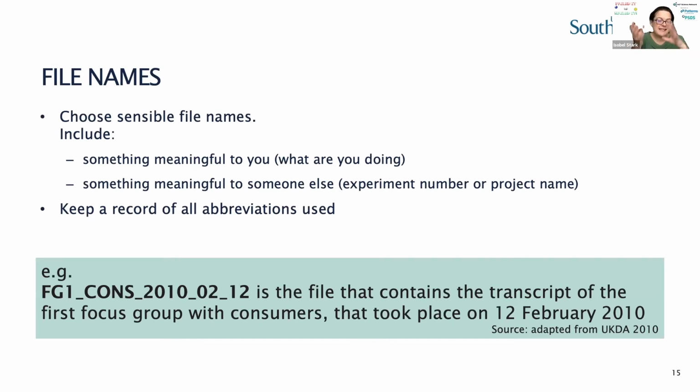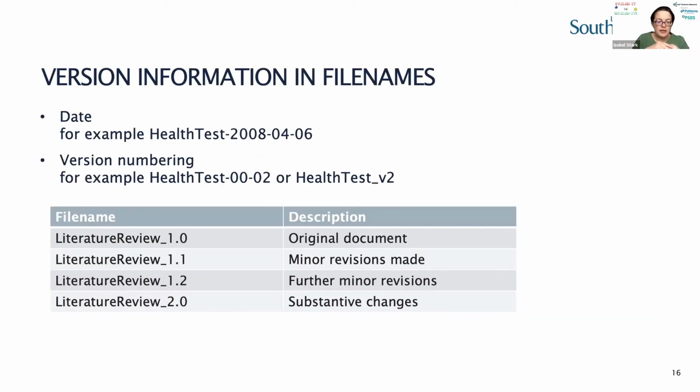Other bits of interesting metadata you might put in file names might be version information. Again, you may prefer to use versioning software that will do this for you, but if you're not, then bear in mind and remember the standard versioning tools, which will be when there's a major substantive change, it's a change to the initial digit. Minor revisions are point changes.